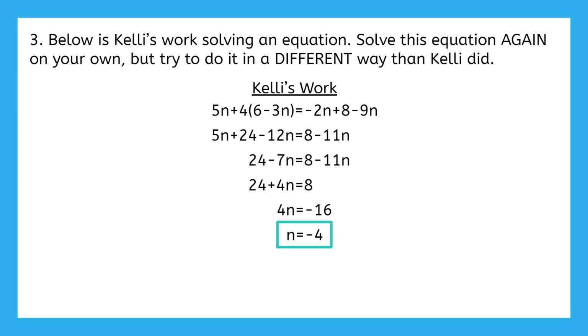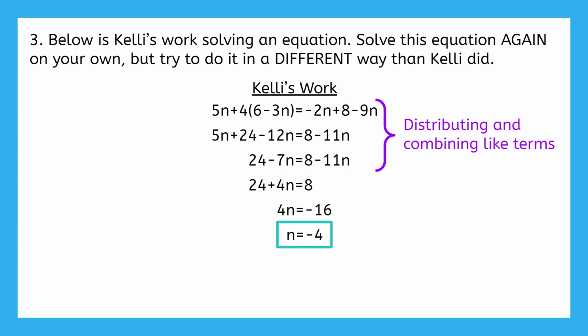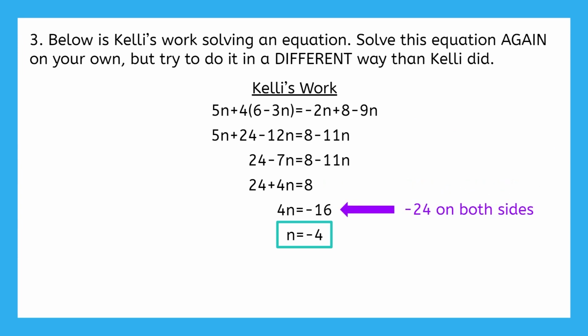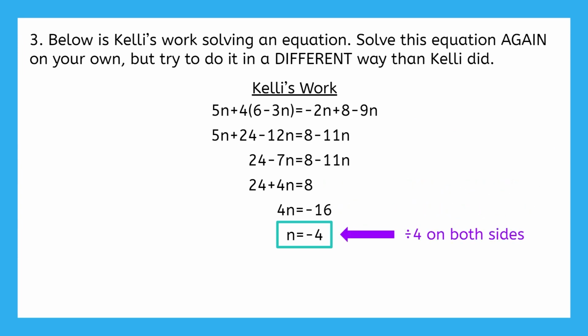It looks like she started by distributing and combining all of her like terms. Then, let's see, she must have added 11n to both sides. Then she subtracted 24 from both sides, and finally she divided by 4 to get a solution of n equals -4.